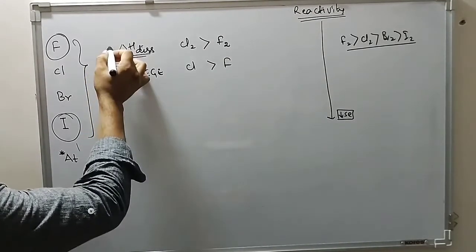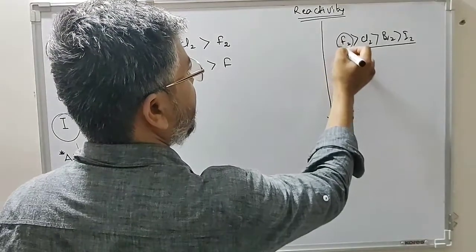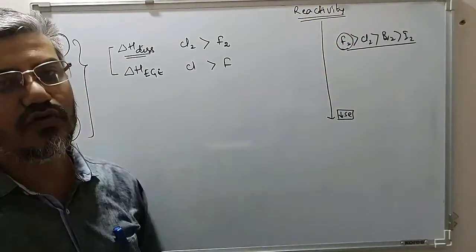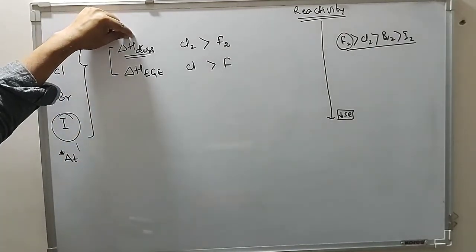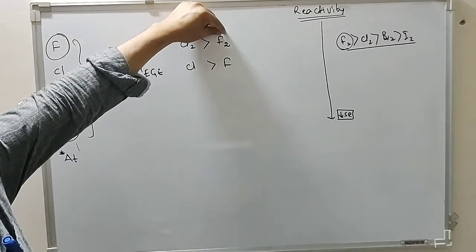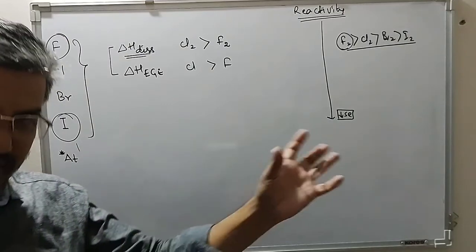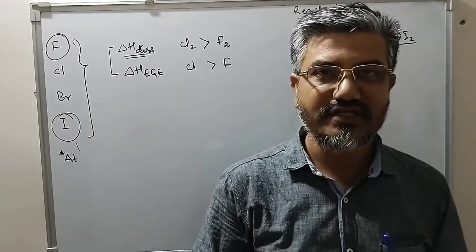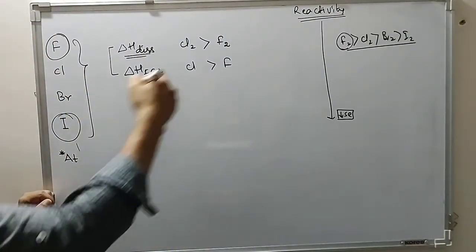But when we look at it, reactivity is always maximum for fluorine rather than chlorine. The reason being the dissociation enthalpy of fluorine is less, so this bond can be easily broken. Second, due to fluorine being small in size, it forms a very strong bond.